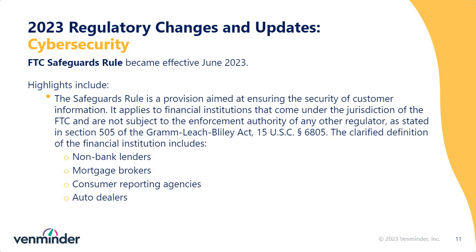Next up, we have the FTC Safeguards Rule, effective June 2023. This is aimed at ensuring security of customer information. In terms of scope or those impacted, financial institutions are non-bank lenders, mortgage brokers, consumer reporting agencies, and auto dealers.